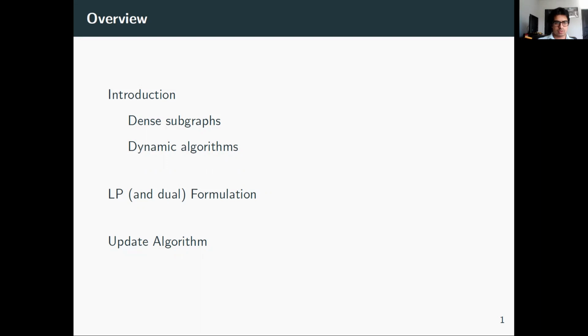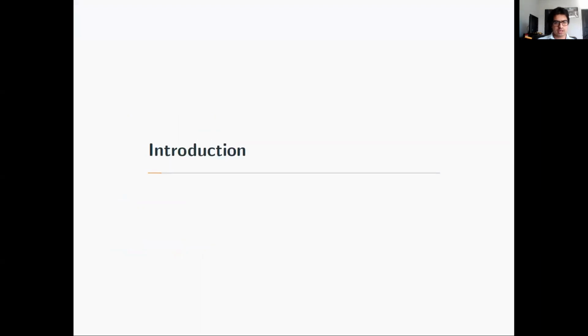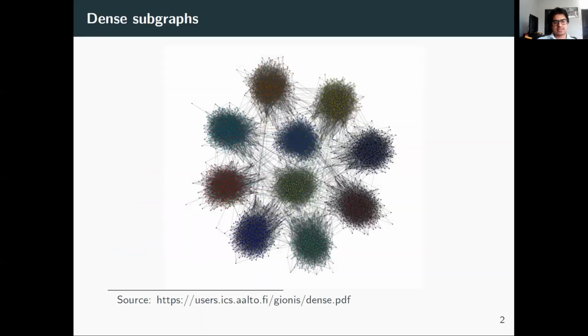All right, so let's get into the introduction. Dense subgraphs are exactly as the definition suggests: they're subgraphs of a massive network which are much denser than the network itself. In this example, all these blobs are dense components, and in a lot of applications it is in our interest to extract these dense parts of networks.